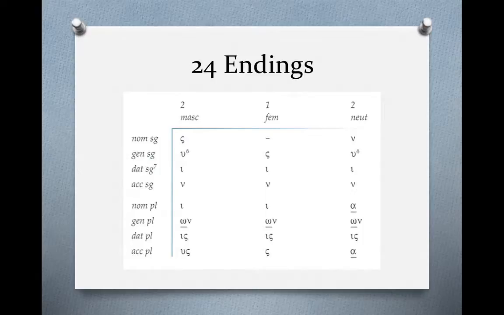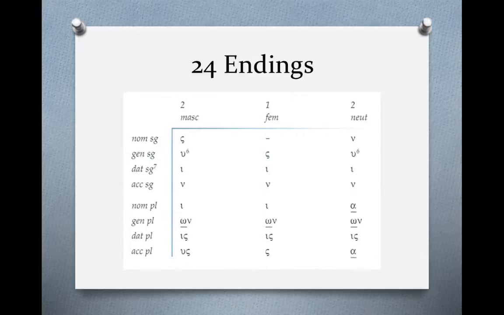We can see that there's some overlap. For instance, in the genitive singular and dative singular rows, you can see that the masculine and neuter have the same ending. In the accusative singular, all of the words will end in nu. In the nominative plural, both the masculine and feminine will end in iota. We might ask ourselves, how will we know the difference?